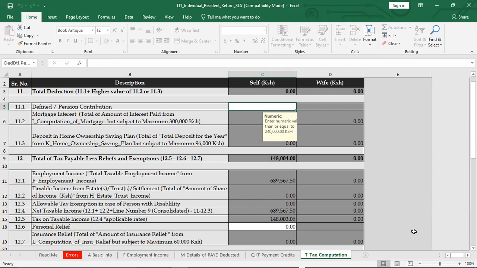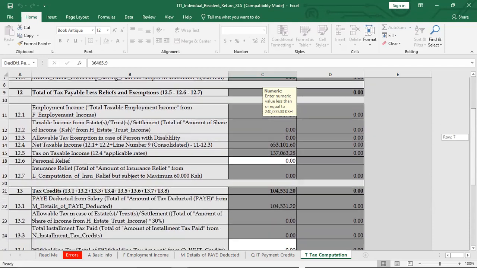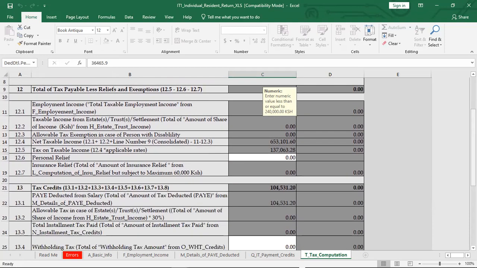36,465.90. So we put here 36,465.90. That way. Tuko pamoja hapo? Okay. Then the next thing we are supposed to fill is the personal relief.